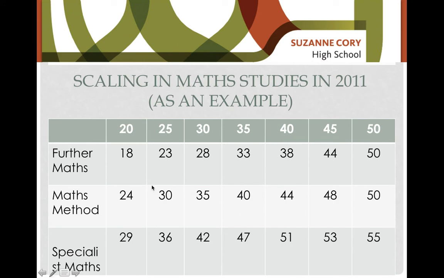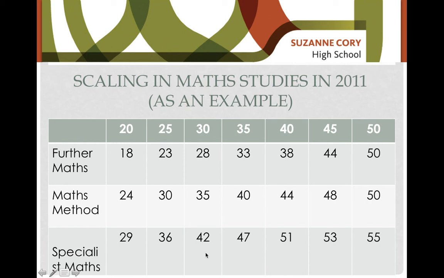Now, if we look at further maths, it goes down slightly. This is our median. Okay? And you'll notice that the further away you get from 30, the less effect the scaling has. Okay? So a 30 might go down to a 22, but a 45 would only go down to a 44, and a 50 stays the same. Methods gets scaled up, and specialist maths goes up even higher.